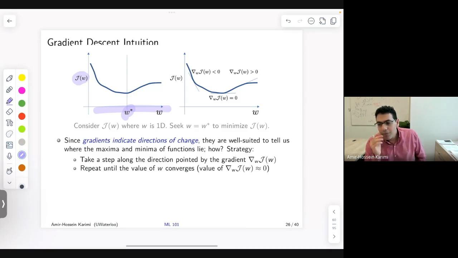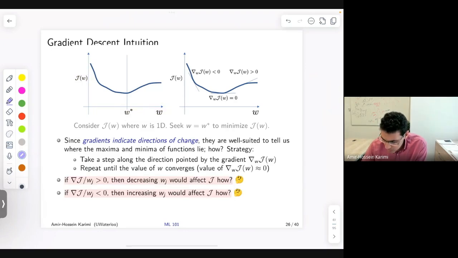Now, the main intuition I want you to take away from this is that the gradients of a function indicate the direction of change in that function. It tells us in which direction the function changes the most. That's what gradients tell us. And so they're well suited to tell us where the maxima and minima of functions lie. How? The way we do it is that we're going to take a step in the direction pointed by the gradient, and then we're going to repeat until the values of W converge.